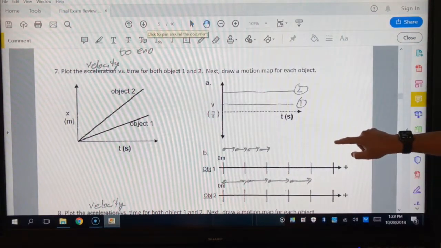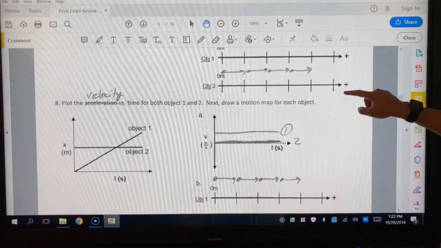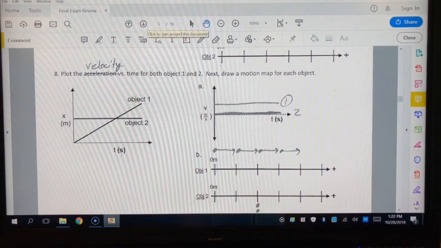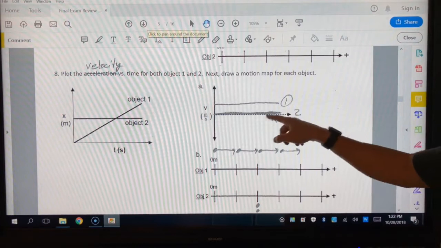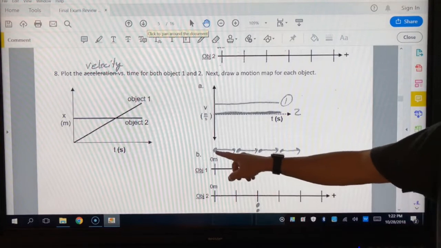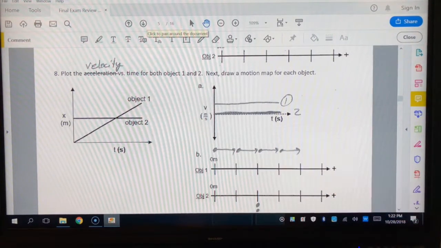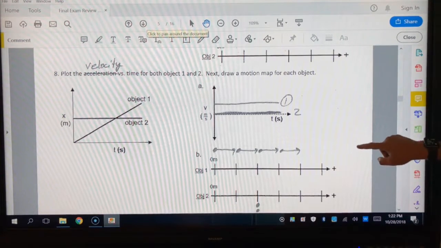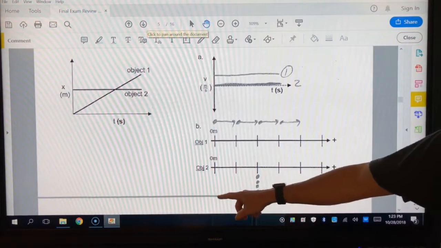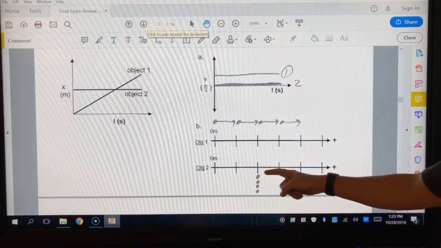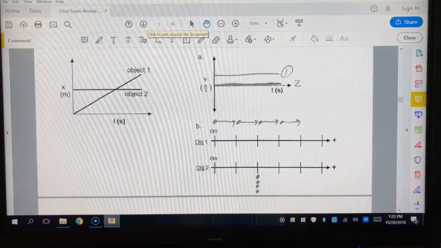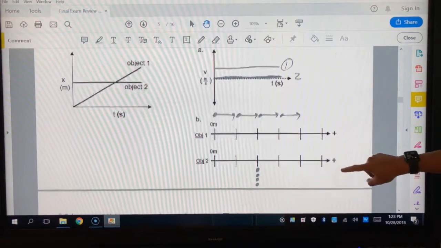Let's take a look at number 8. They wanted us to do the same thing, plot the velocity versus time for object 1 and 2, and then draw a motion map for each object. Number 1 has a velocity. Number 2 does not have a velocity. For number 1, we're going to just put 4 arrows here with the 4 dots starting at 0. And for object number 2, notice you don't want your dots here because it's not at 0. Instead, it is at some position to the right of 0, and those 4 dots, we're just going to stack those to show that it's not moving.